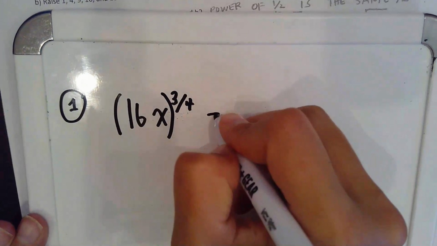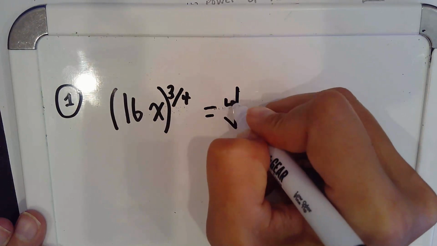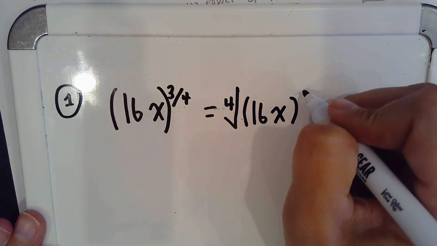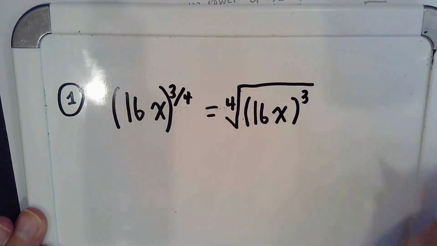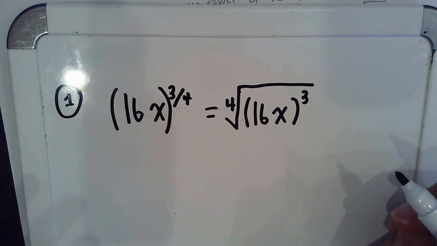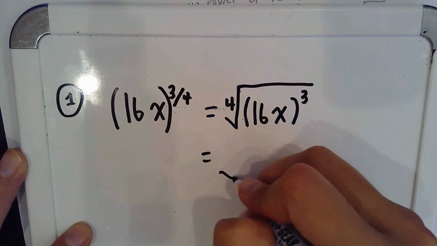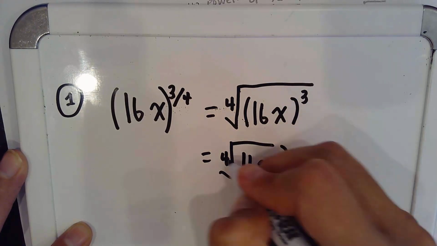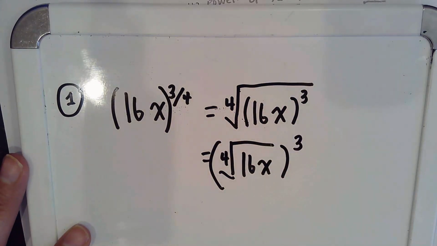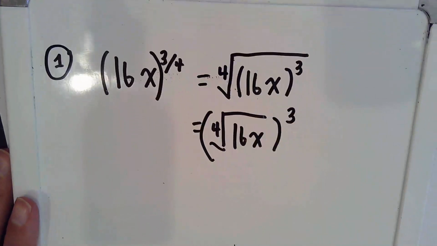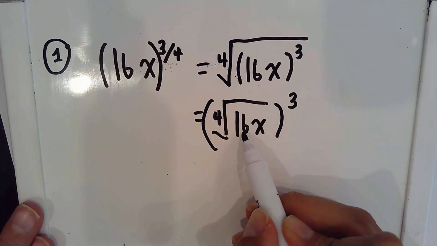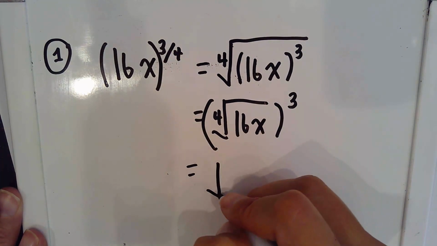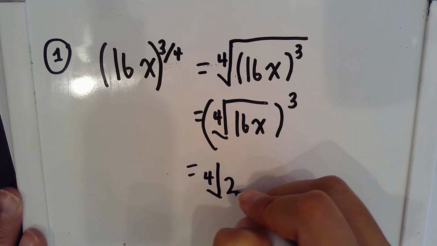Okay, so this means that this is going to be the 4th root of 16x to the 3rd power. Or this can be what? The 4th root of 16x, all of that raised to the 3rd power, just like that. So let's try to simplify this a little bit. Do I have a 4th root of 16? So what is 16? 16 is 2 to the 4th power, right?